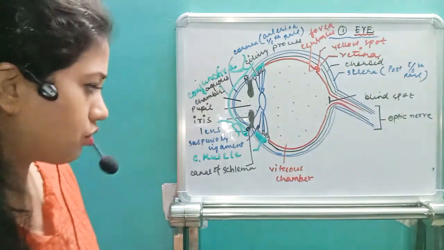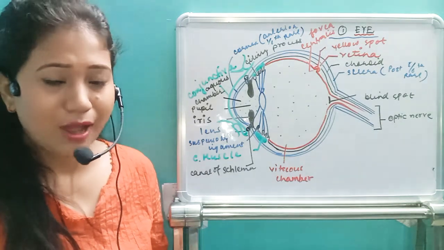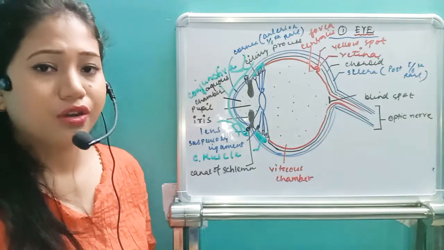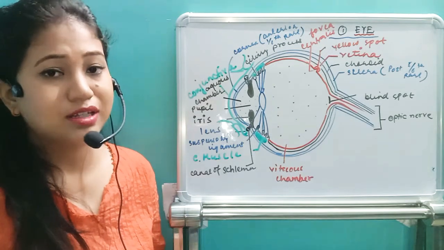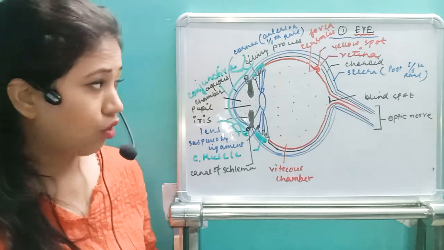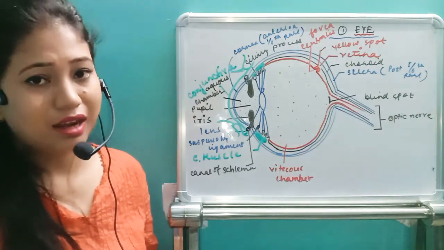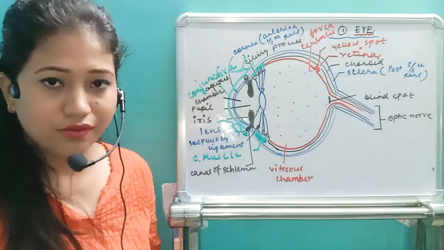So this is the structure of the eye. The eye is going to have three layers. The outermost layer is the sclera. The sclera is the posterior 5/6 part, and the anterior 1/6 part is the cornea. The middle layer is the choroid, and the innermost layer is the retina. The outermost layer, the sclera, has the protective function.